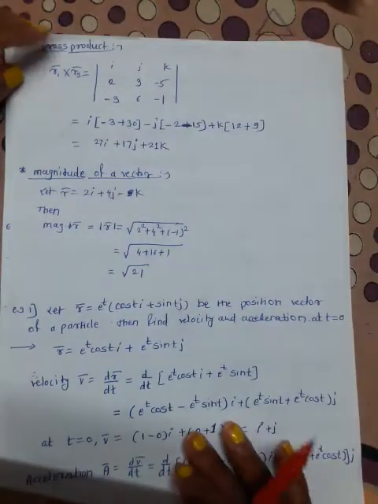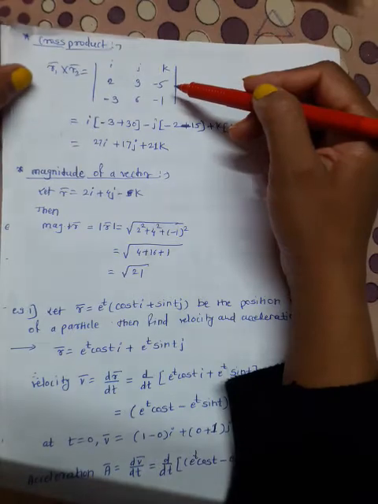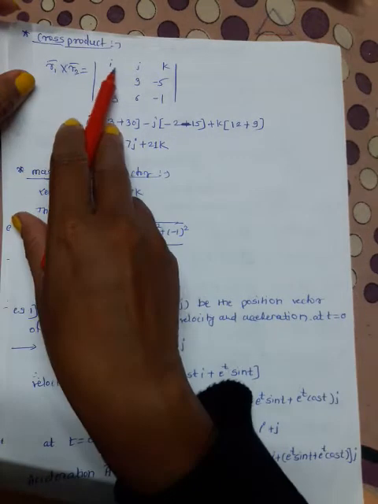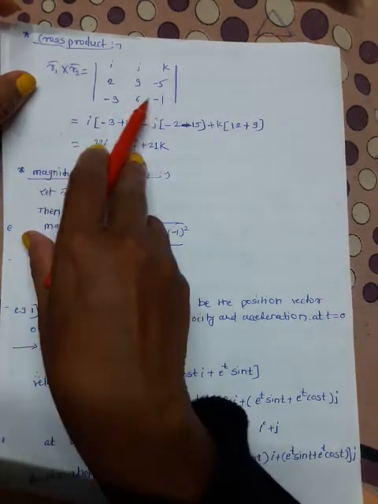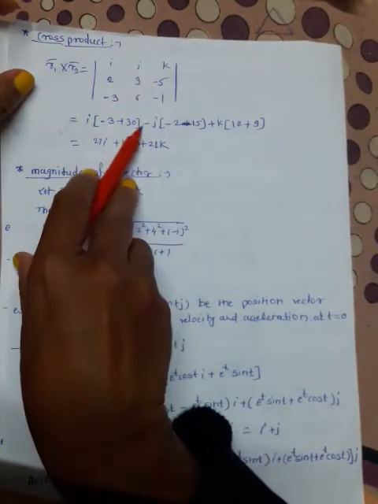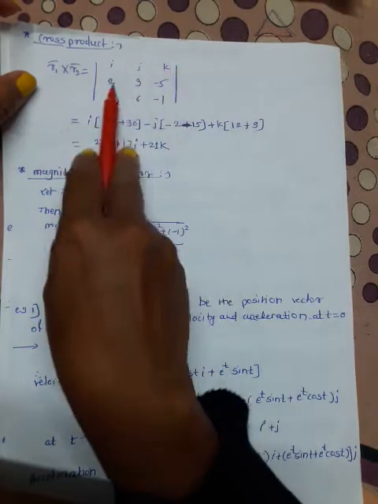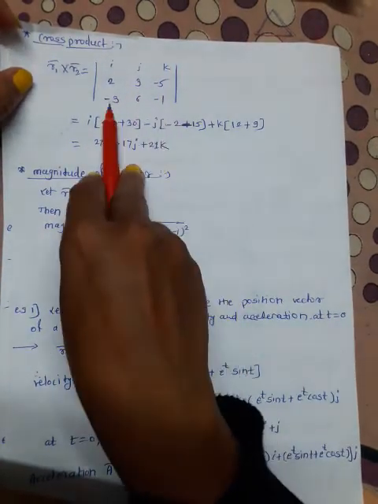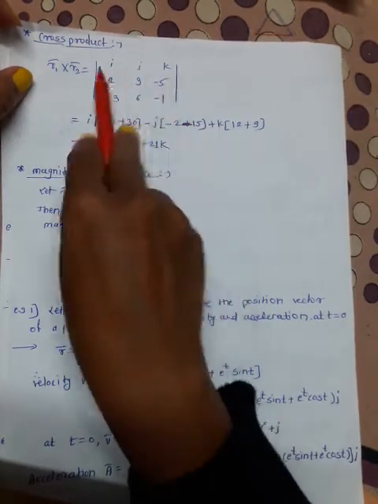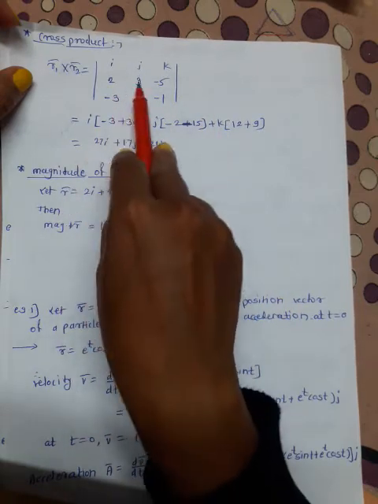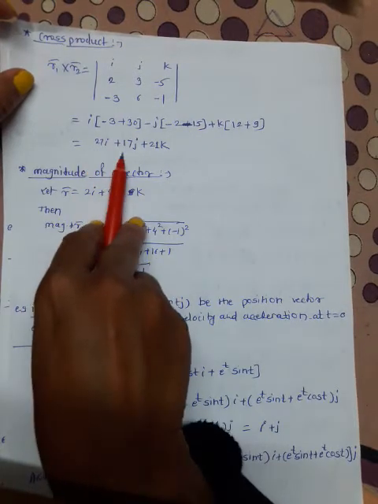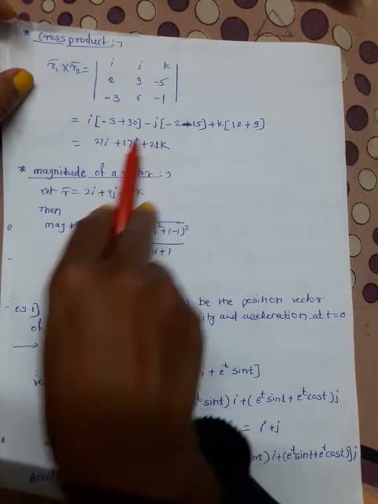Now we are going to simplify this determinant. How to solve the determinant? i into its minor, that is 3 into minus 1 minus minus 6 into minus 5, minus becomes plus 30. The middle sign is minus j, minus its minor, that is 2 into minus 1 minus 5 into minus 3, already minus becomes plus, that's why it is minus 15. Plus k into its minor, 6 times 2 is 12, minus minus 3 times 3 is 9. Now adding all, we get 27i plus 17j, minus becomes plus 21k.